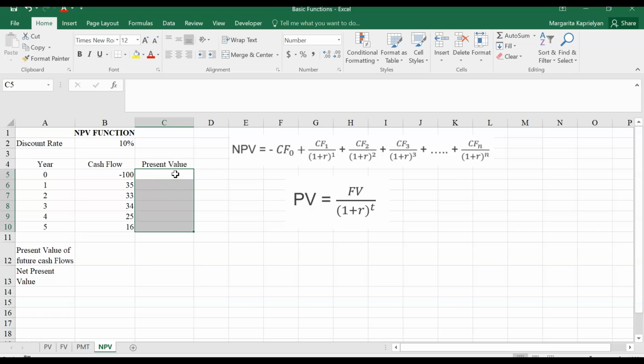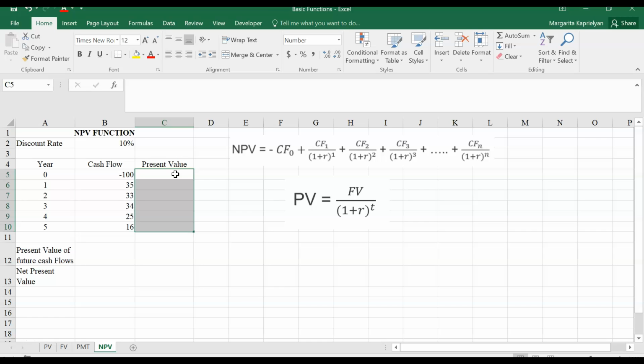Before jumping into the NPV function, first let's review NPV. The idea behind net present value is simple. Do the benefits, the cash flows, exceed the costs, which is the initial investment, to justify the investment? Do the benefits exceed the cost to justify the investment?